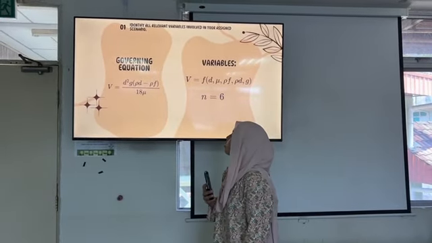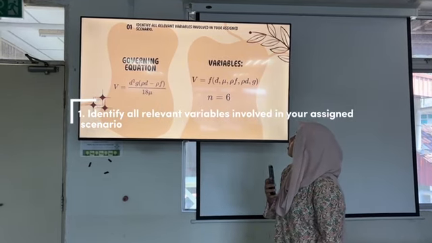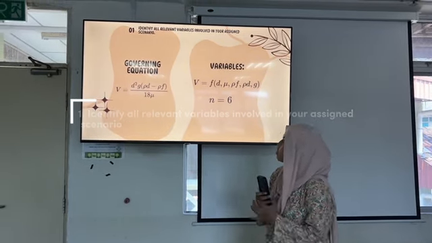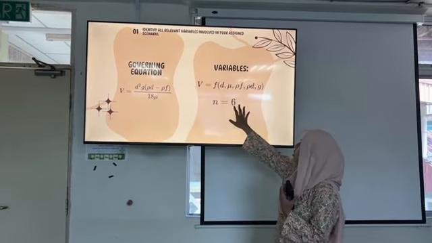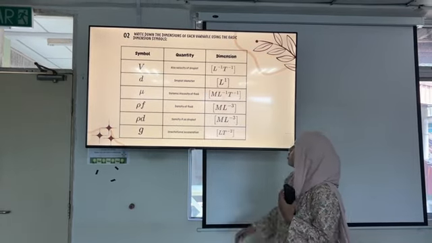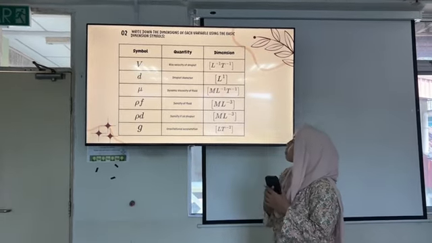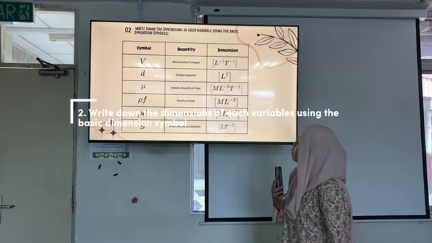So the first question is to identify all relevant variables involved in your assigned scenario. So here is our equation, and also we found a seed sample. Next, for question 2, write down the dimension of each variable using the basic dimension symbols.